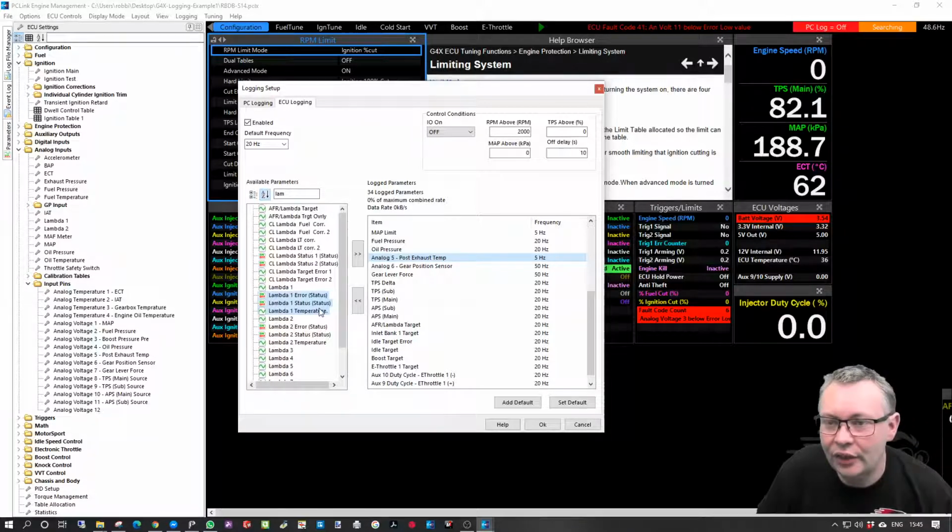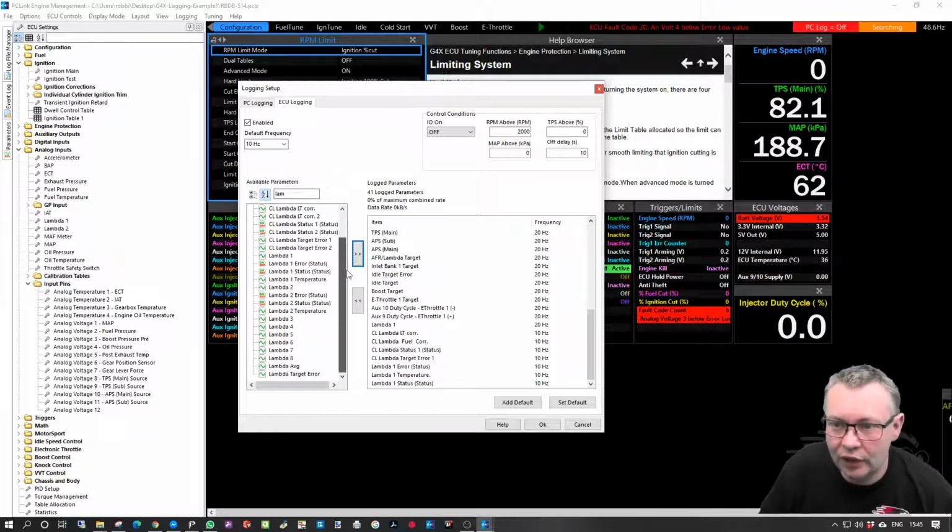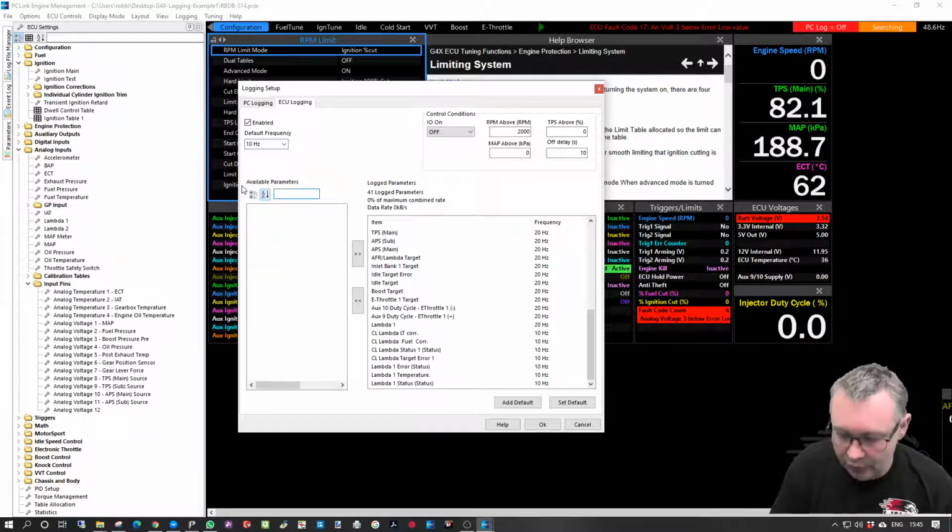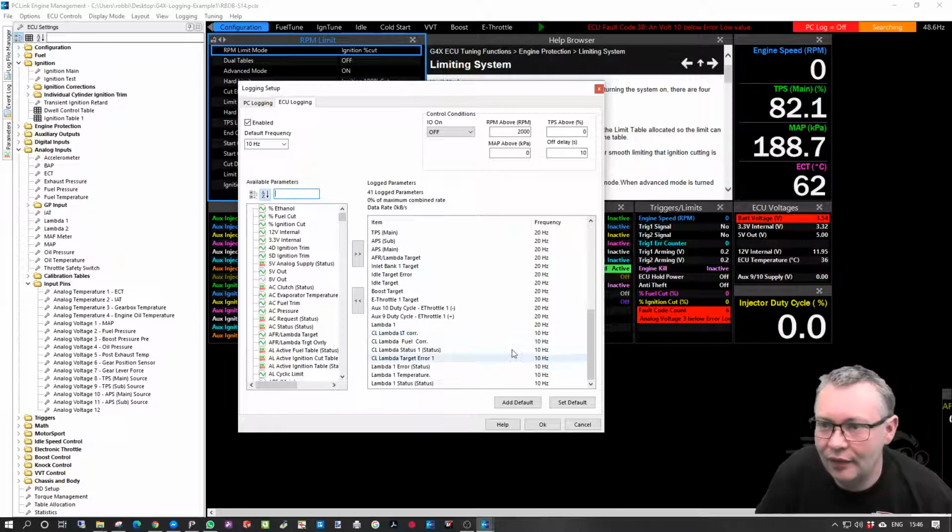I wouldn't say that you need to do those at a particularly high speed, so we'll drop down to 10 for those ones, and maybe closed loop target error on lambda 1 and closed loop lambda status, and fuel correction if you really want to be doing. You can put all the fuel corrections in if you want to be doing a lot of that. I don't know whether this car is closed loop ever. I don't think it is, but for a car that's closed loop, yep, that's a good thing to have. There's a lot of other lambda parameters because you can have up to 8 lambdas. We only have one. That's lambda error.